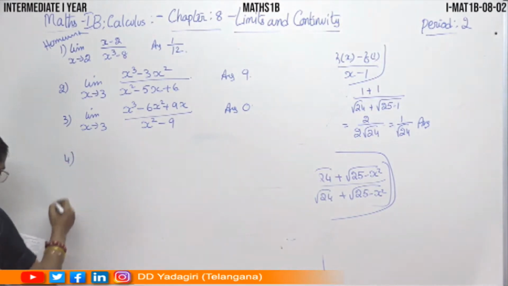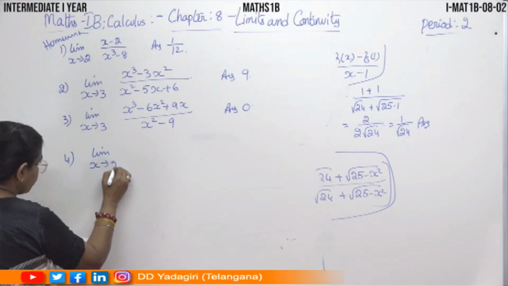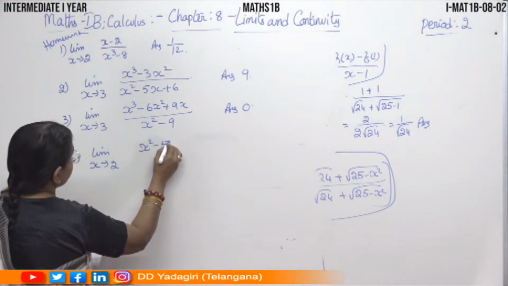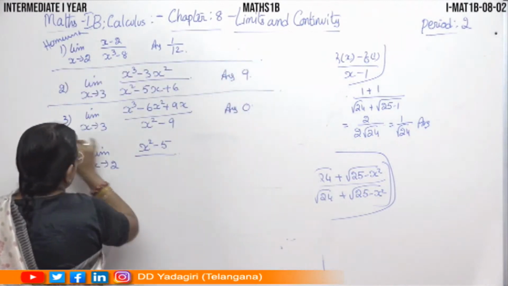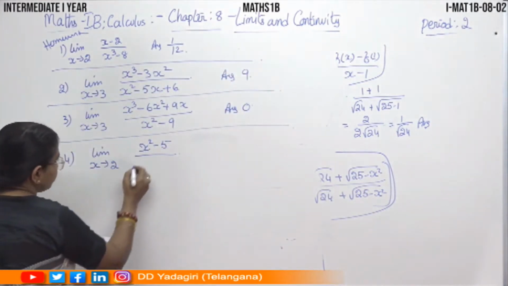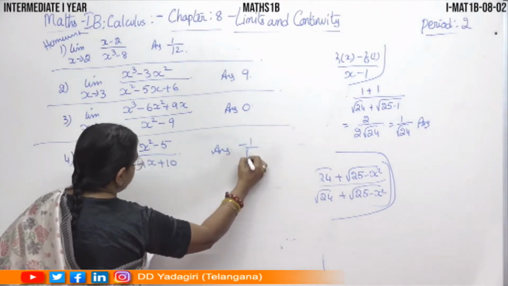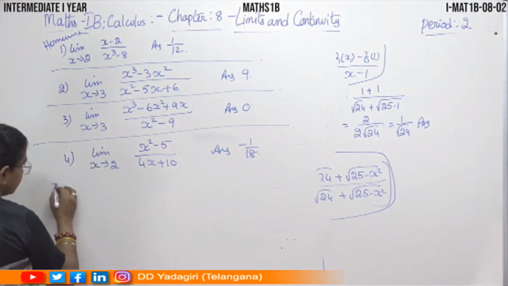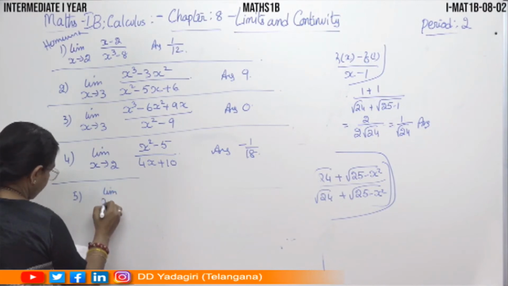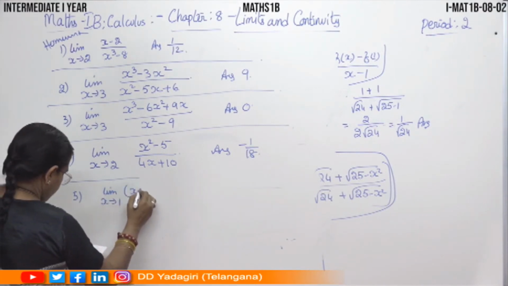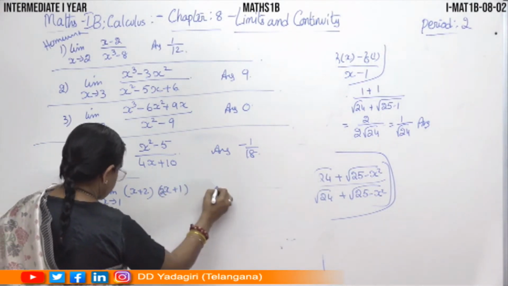You can try. Next is limit x tending to 2 of x square minus 5 by 4x plus 10. This is direct problem only. You will substitute and you will get the answer. Next, limit x tending to 1 of x plus 2 into 2x plus 1. The answer is 9.